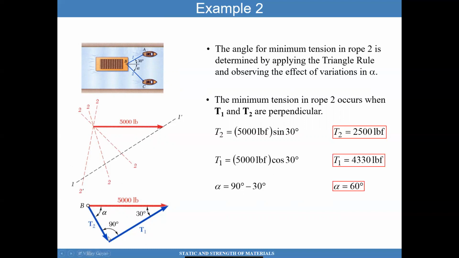So that's perpendicular. I know that's 30 degrees because of that angle there. And that's 90 degrees, it has to be perpendicular for it to be the smallest vector. And so that forces alpha to be 60 to get the lowest tension in that rope. Given that information, you can get the tensions in each of the ropes by projecting the vector 5,000 pounds into each of these. Okay. So very quickly, we have found the solution to example 2.